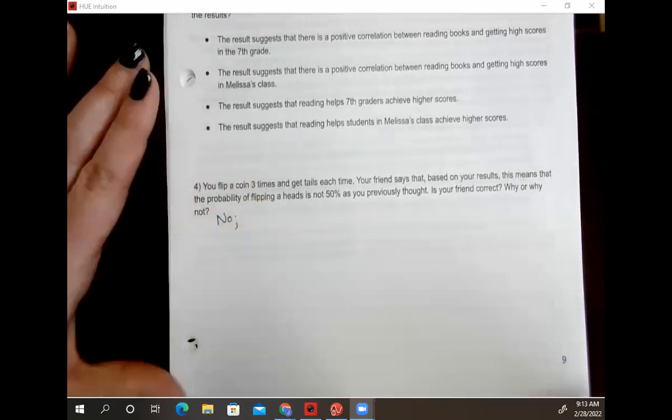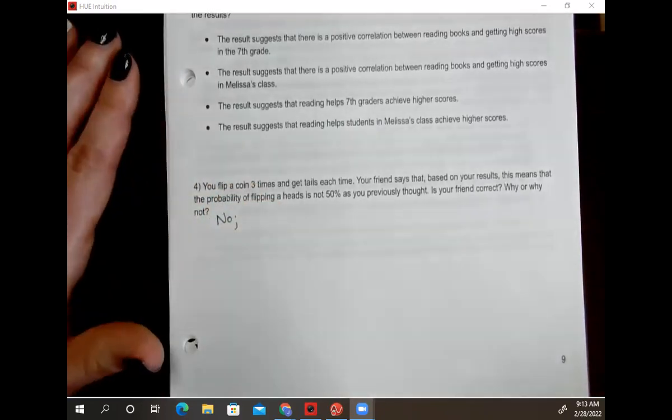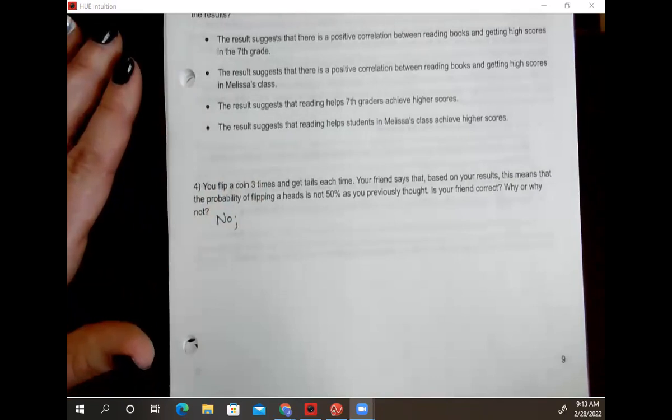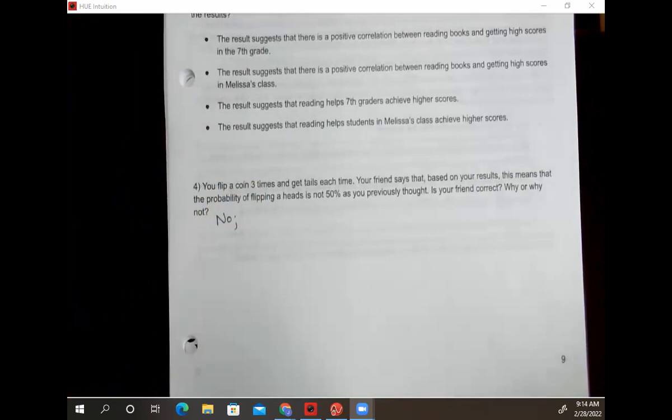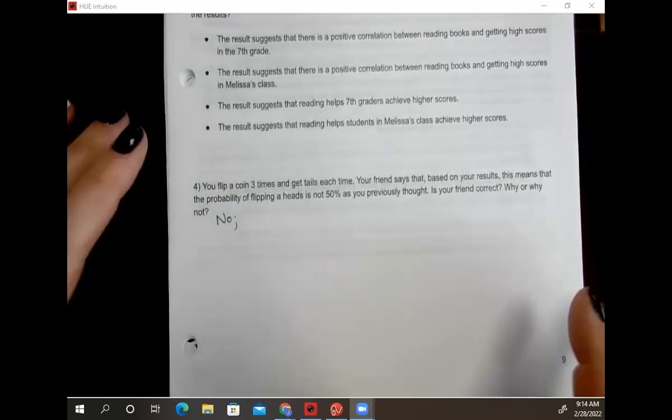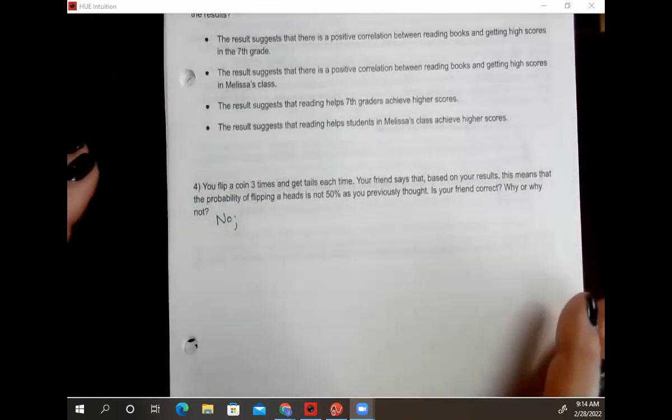So why is your friend not correct? Because then you take 1/2 times 3, and you get like 1/6. So the road that you're headed down towards is the probability that I would get 3 heads in a row. Not quite what we're after here.